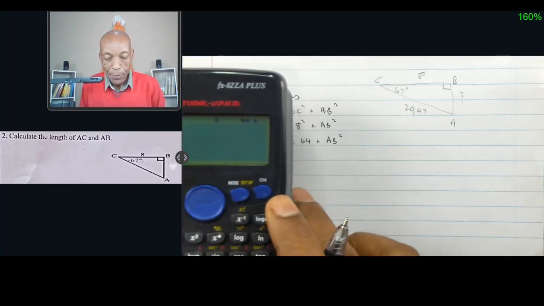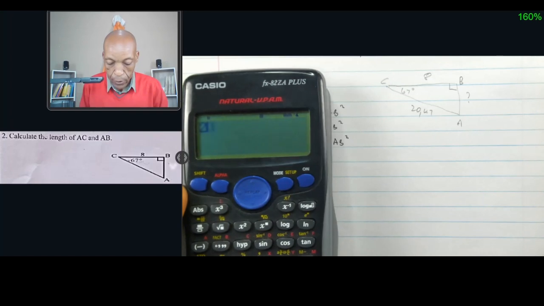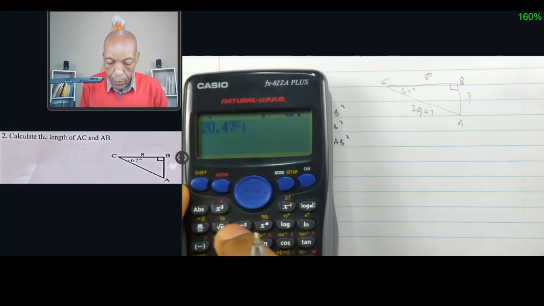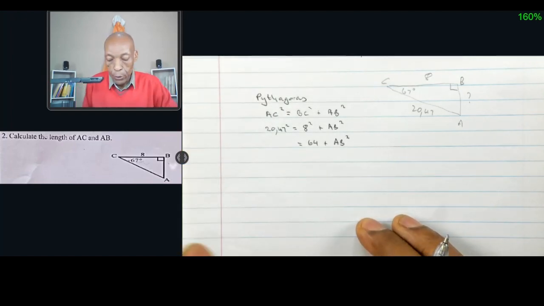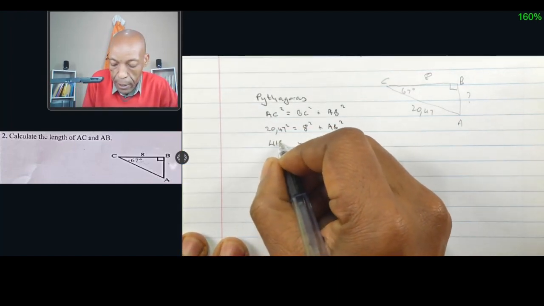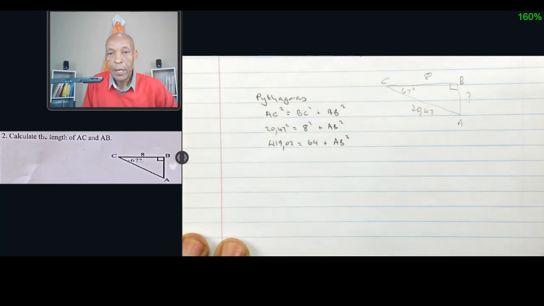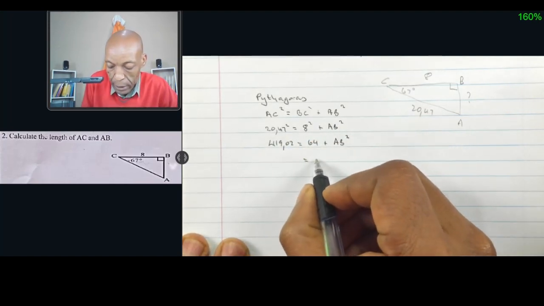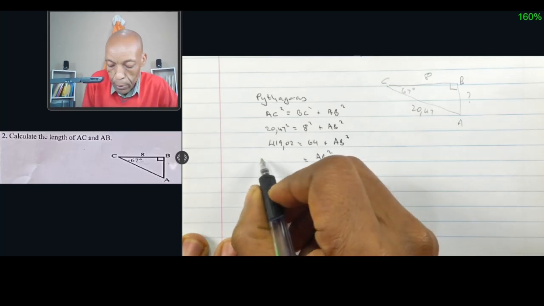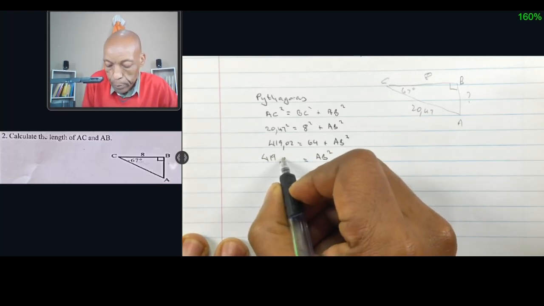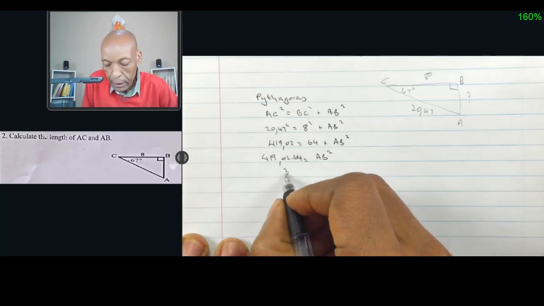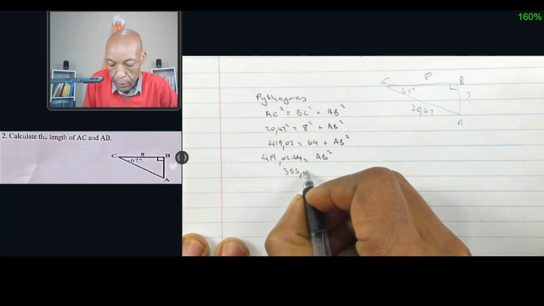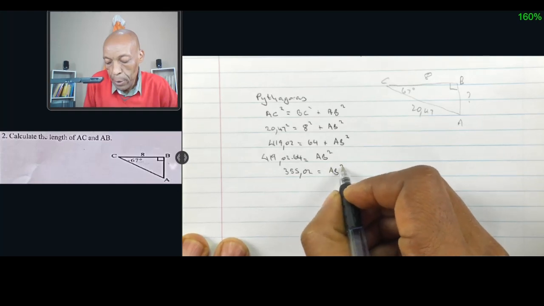Right. Then we must do the other side, which is what? Which is 20.47. And then we square it. What does it give us? 419.02. Then what must it do? We must leave AB squared on its own. Right. So minus 64. Then we subtract 64. What does it give us? It gives us 355.02, which is our AB squared.